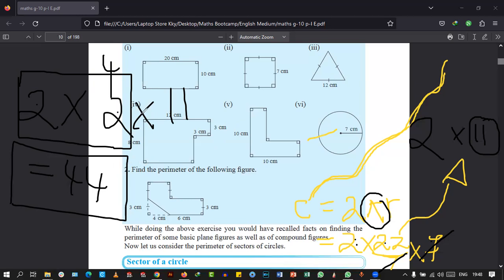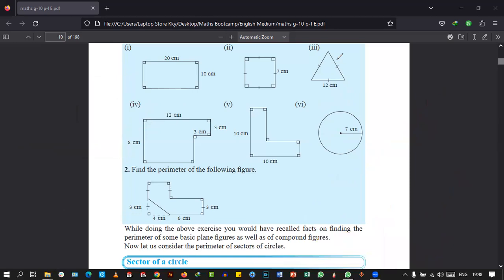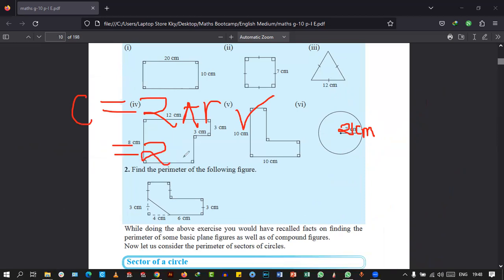But what if you have 21? As an example, let me write it so it will be clear. Let's say I have a circle with a radius of 21 centimeters, and you have to calculate the perimeter of that circle. That is the question. So now we can write C is equal to 2 pi r. For this you will get 1 mark. And then 2 times pi will be 22.